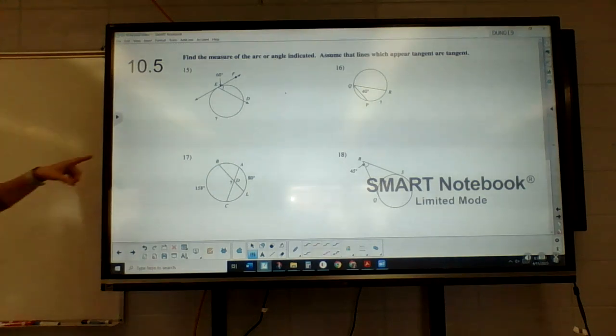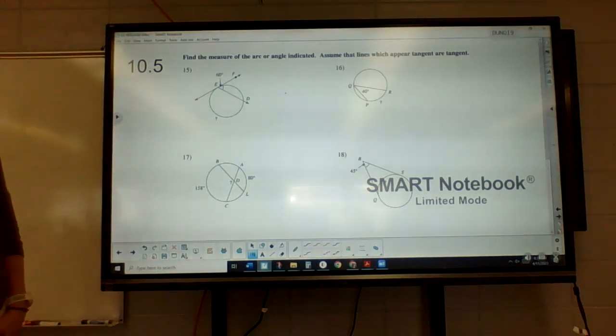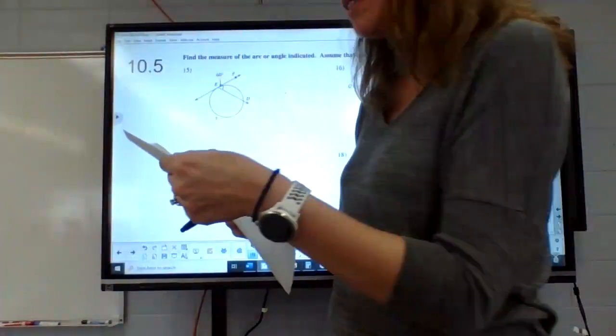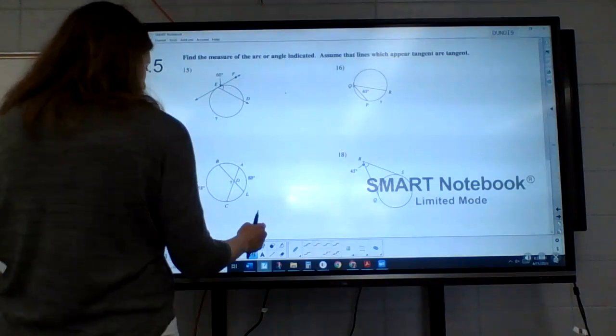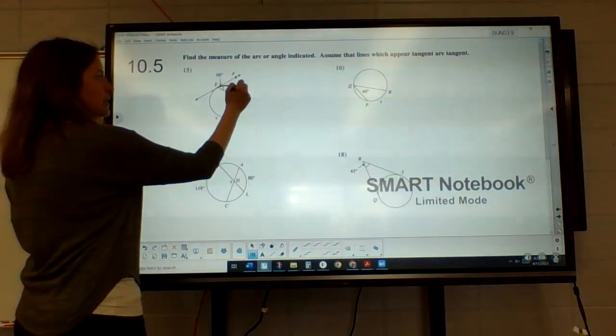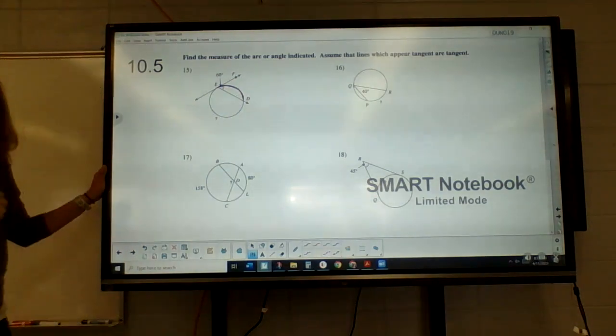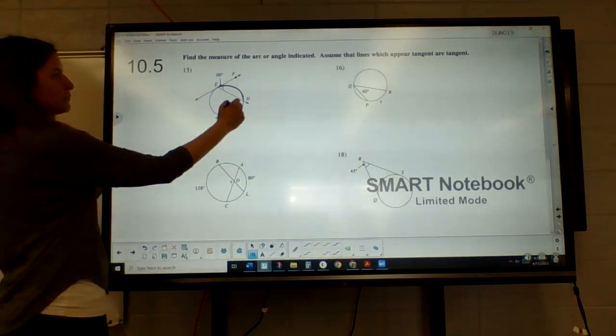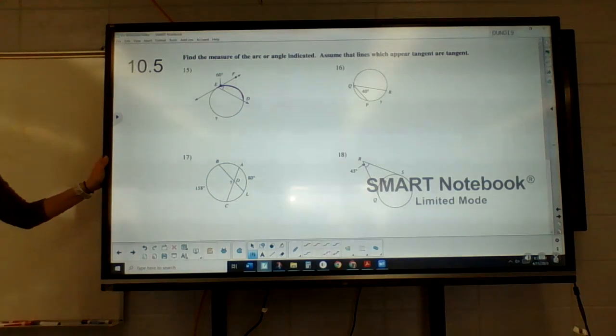Now, technically, this angle E in number 15 is right on the circle. So when the angle is on the circle, this is actually an inscribed angle. That means it goes with this arc. And if they want the measure of the arc indicated, oh, they want this one over here. So we'll figure out this one first.